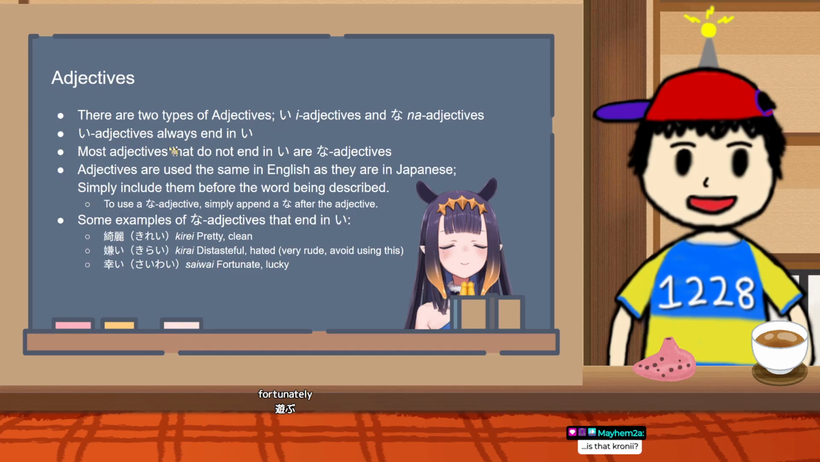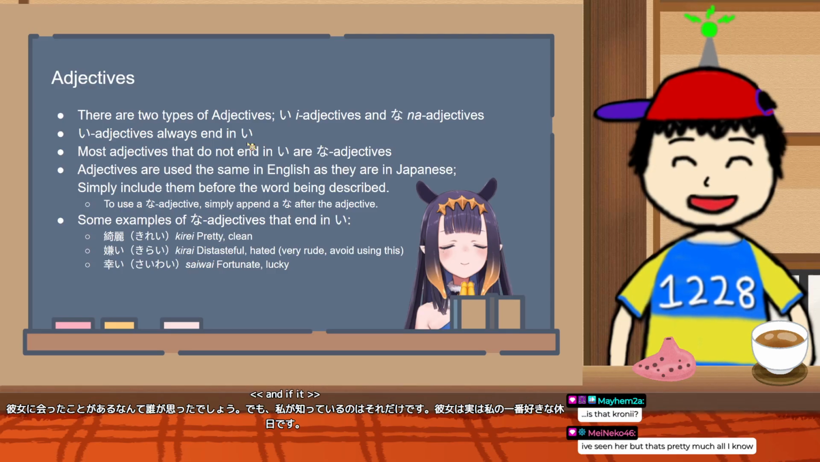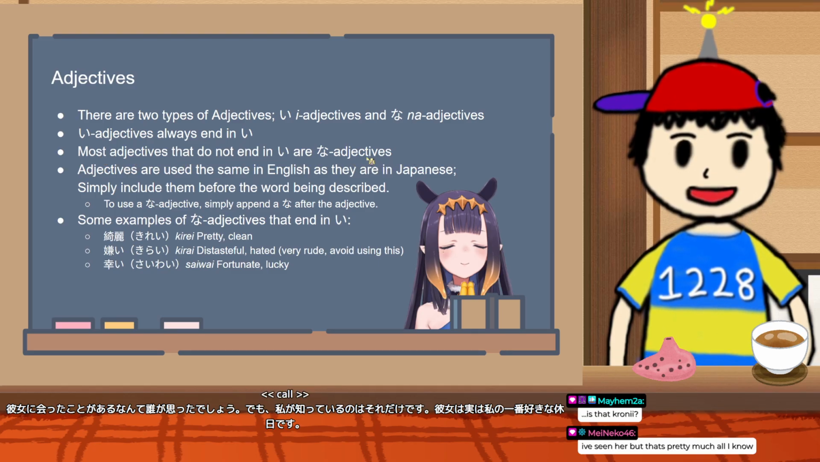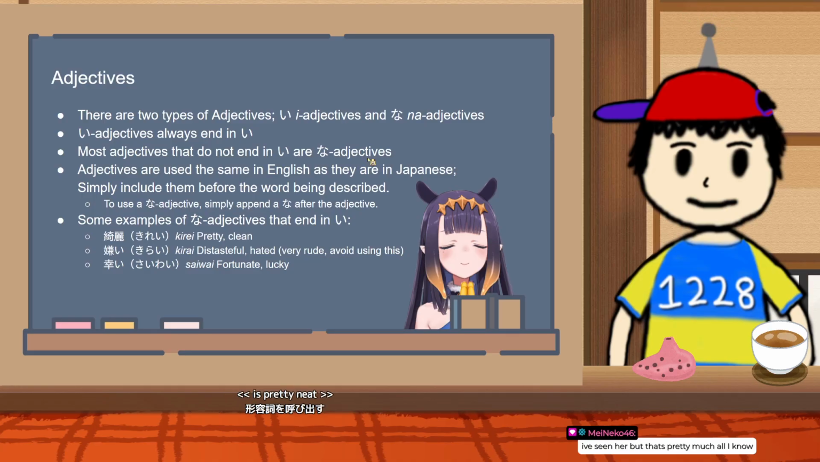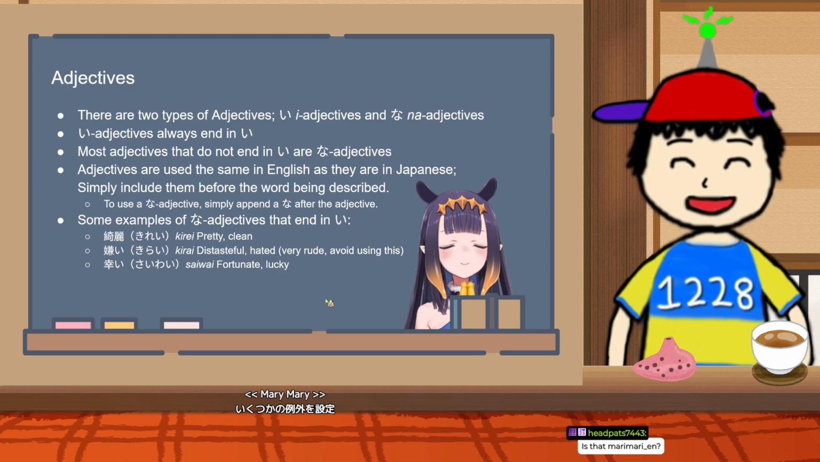Fortunately, E adjectives always end in E. Who would have thought? I've seen her, but that's pretty much all I know. She's actually my favorite Holo EN one. That was on the test last year, I think. And if it wasn't, well, it won't be on the test this year. So most adjectives that do not end in E are na adjectives, which is pretty neat. It's either E or not E, meaning na, except for a couple exceptions, which you gotta learn as you go. Is that Mari underscore EN?